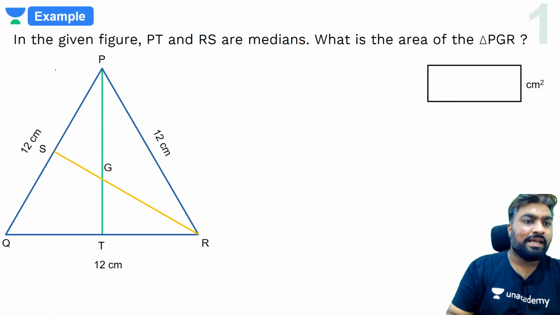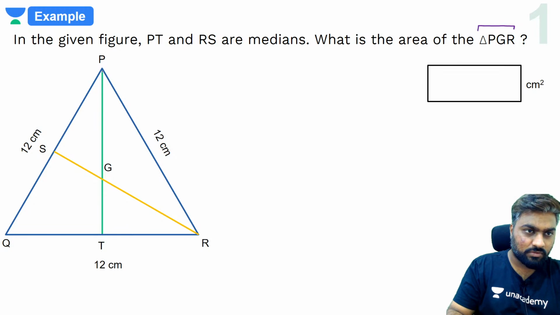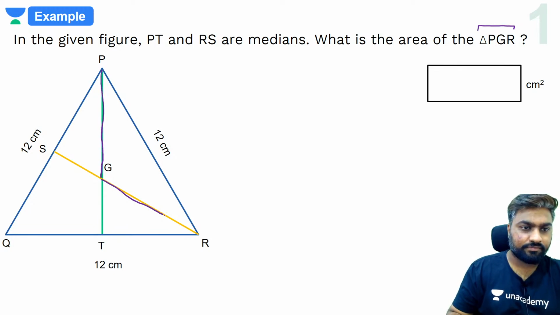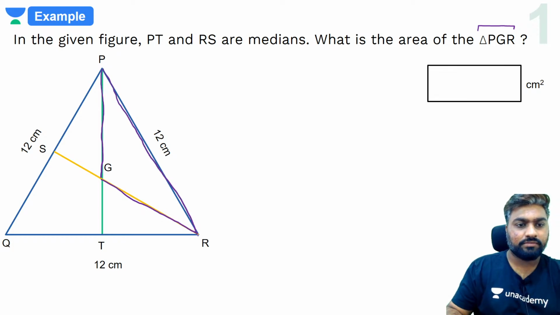So it says, in the given triangle, PT and RS are medians. PT, RS, both are medians. What is the area of the triangle PGR? Which is what? P, G and R. This triangle's area. This is what we want.